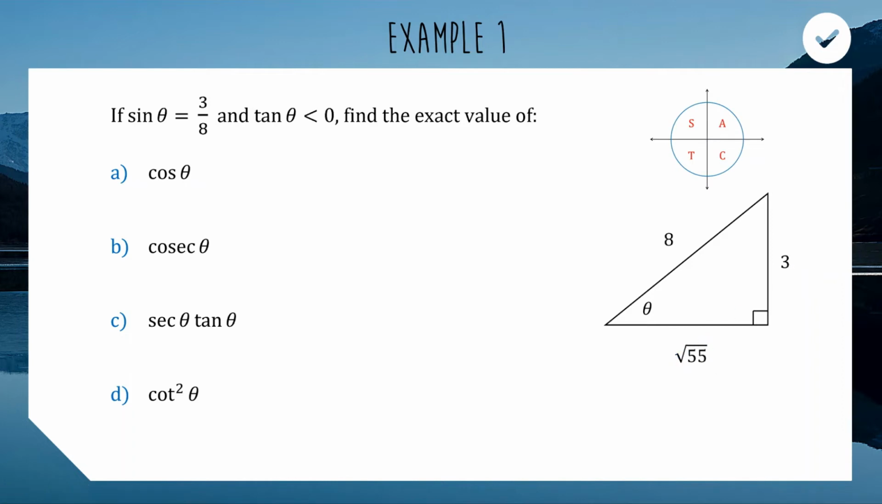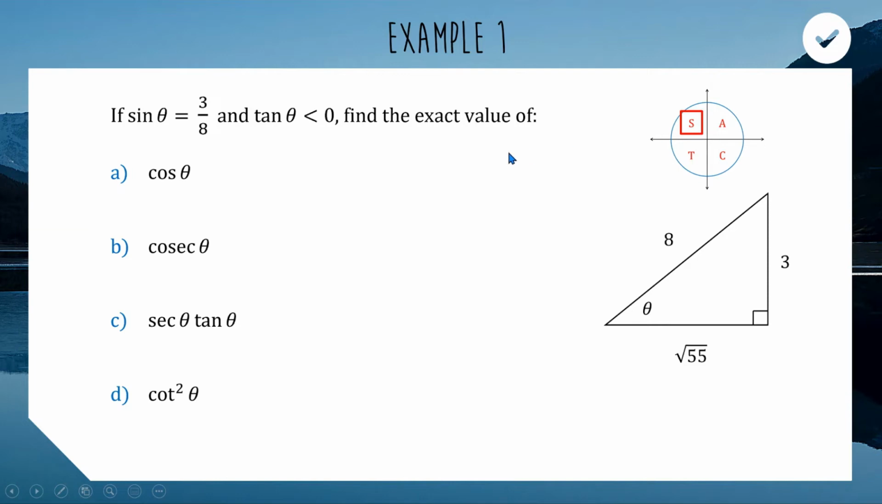Okay, what we also need to be aware of is what quadrant our angle theta is going to be in. So the question says that sine theta is positive 3/8 and tan is negative. So in which of our 4 quadrants are we going to have sine being positive and tan being negative? Well, we've got to be in quadrant number 2. That's where sine is positive, but tan and cosine are going to be negative.